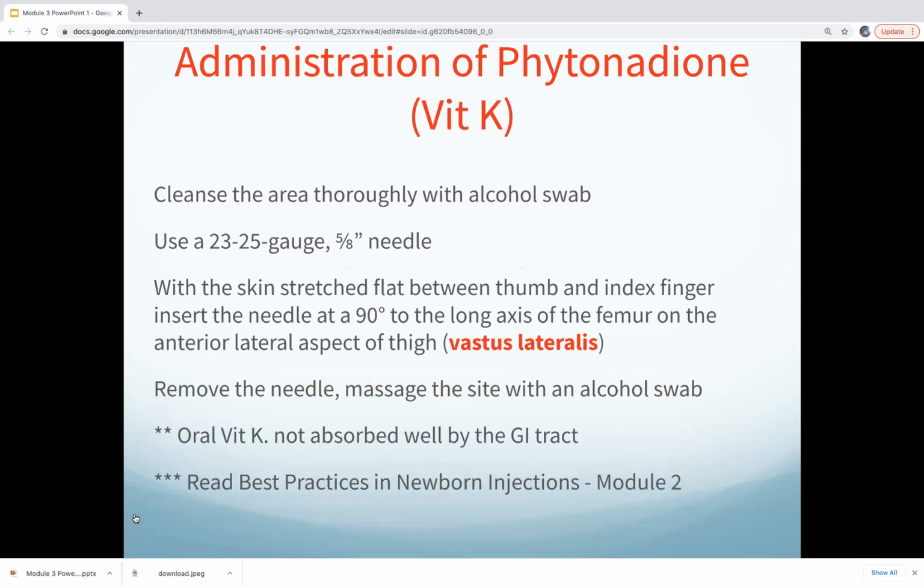This is the steps. I used to have a video, but it has now been pulled off of YouTube, and it was excellent. So I have to find a new one to show you how to give the administration of vitamin K. And if I find it, I'll post that under videos for you.